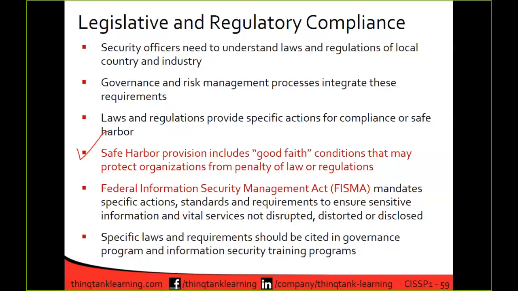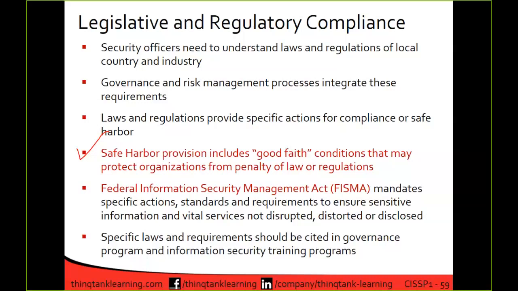Very, very important concept. The Federal Information Security Management Act mandates specific actions, standards, and requirements to ensure sensitive information and vital services are not disrupted, distorted, or disclosed. All right. So the Federal Information Security Management Act, again, is another regulatory compliance component that allows us to identify specific regulations for an industry. Okay.